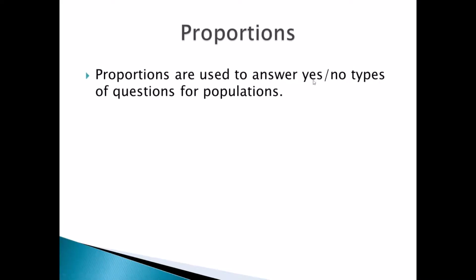So here we go. All right, so proportions are used to answer yes/no type of questions for populations. You know, are you a Democrat? Yes or no. Did you vote in the last election? Yes or no. Are you in high school? Yes or no. Are you over 25? Yes or no. That kind of thing.